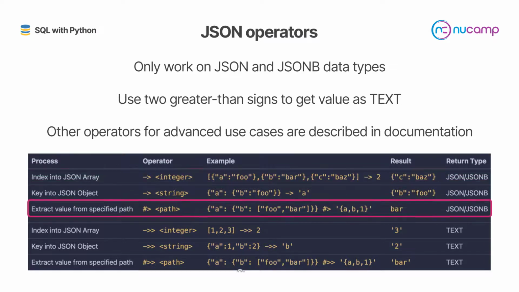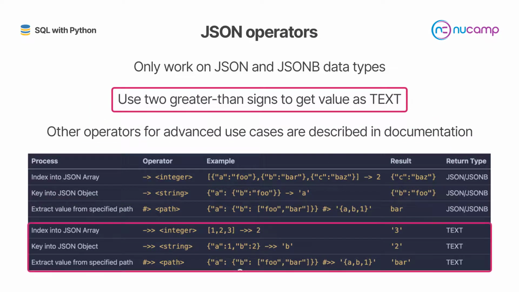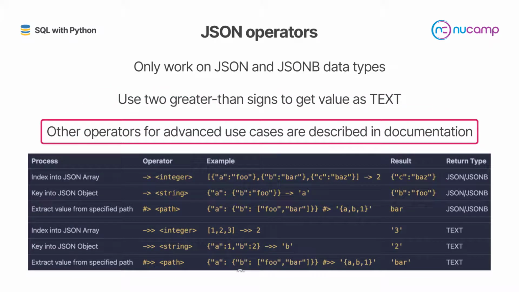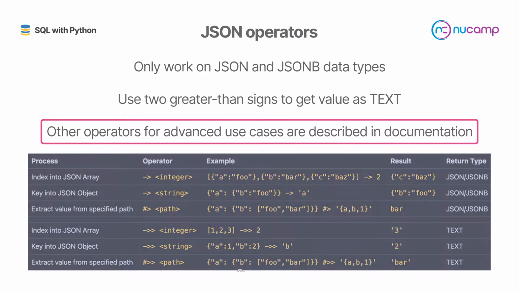The third operator looks similar but uses a hash symbol instead of a hyphen, and it accepts a JSON path as its argument. If no value exists at the path location, this operator will return null. Otherwise, it will return the value corresponding to the given path. Conveniently, each of these will automatically convert the JSON result into plain text if we use two greater than signs instead of one. These are the most common operators, but the Postgres documentation describes many others that serve niche use cases, such as checking to see if a value exists, or merging two JSON objects.